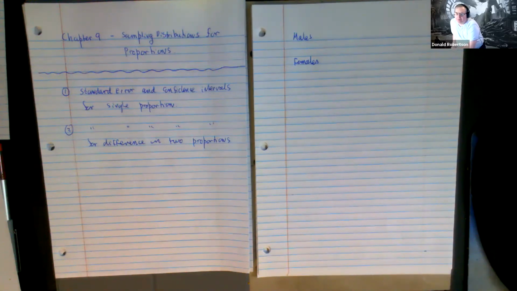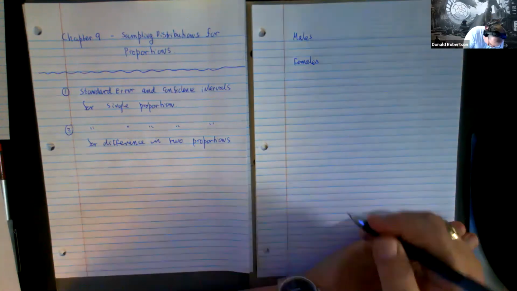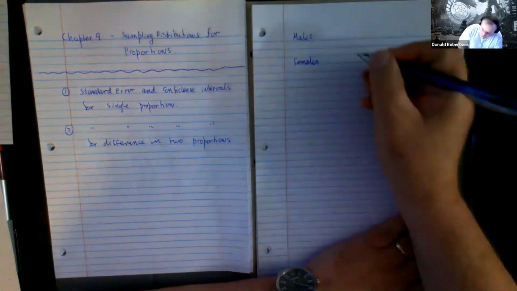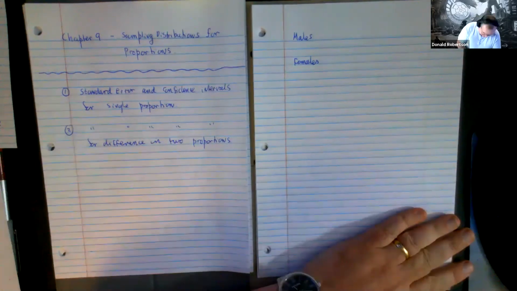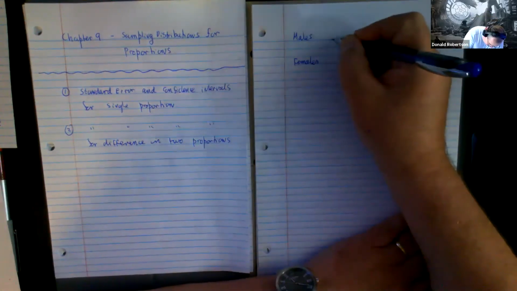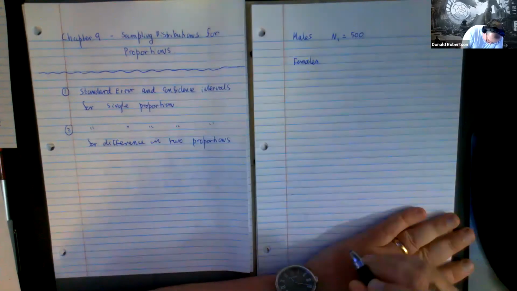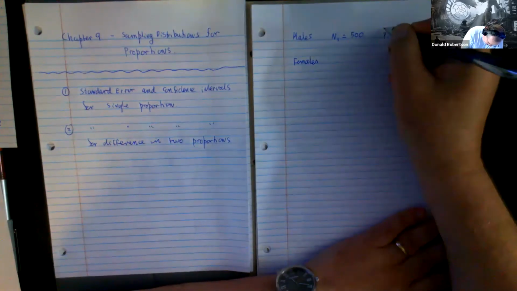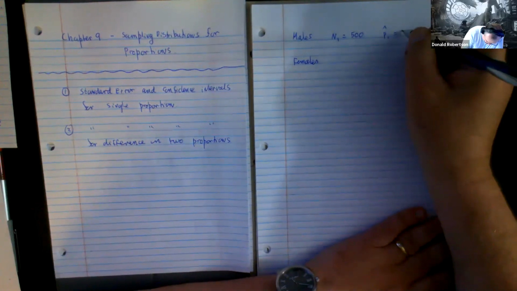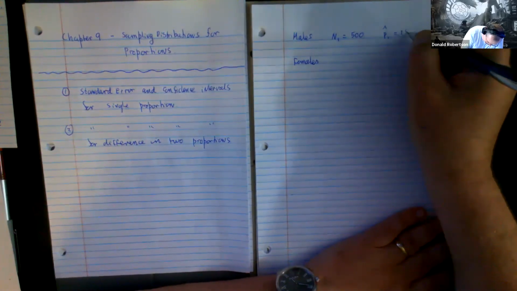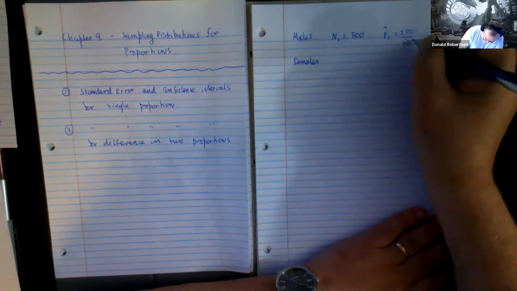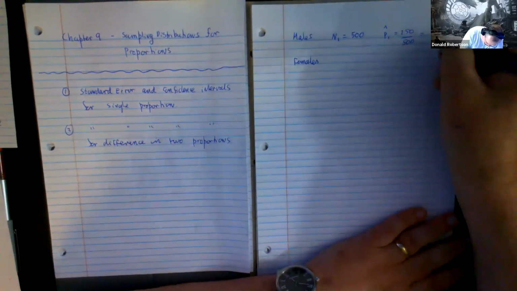In this case, it's going to be males and females, and we're going to ask them some question like, do you smoke? Let's suppose we ask that question. In the males, N1 was 500 people, so the sample was 500. And P1 hat: 150 of them said that they smoked in some way, and that ends up being 0.3.